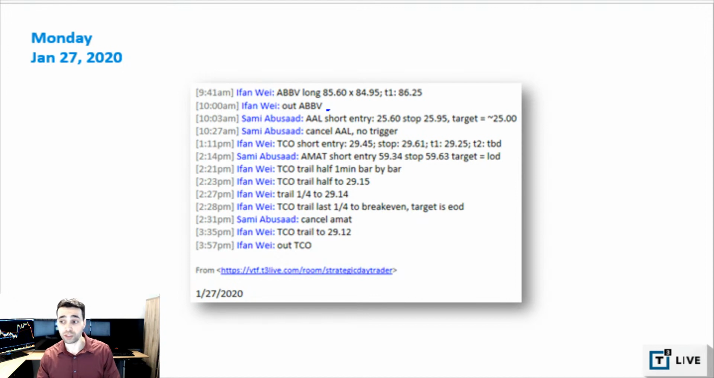Ifan had another call, so the ABBV didn't work. TCO. So TCO on Monday, is that Monday? That's Monday, the 27th. See it? Breakdown, I mean a gap down, and then on the 15-minute chart or 5-minute chart, he called it a breakdown. See it? Breakdown on a gap down. Short. I mean, gorgeous. Beautiful. See it? So that was his other trade that day.